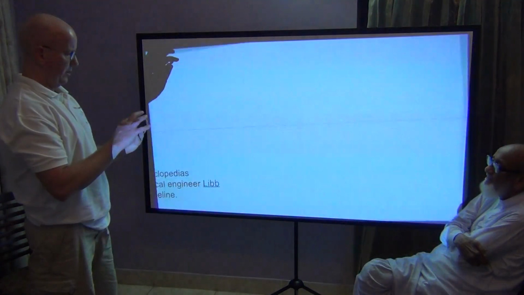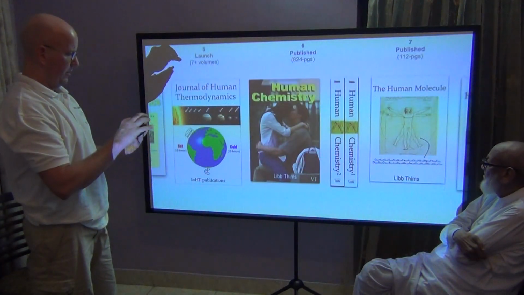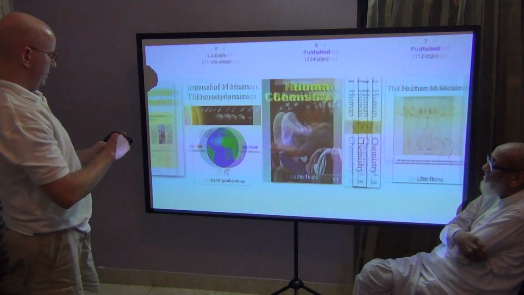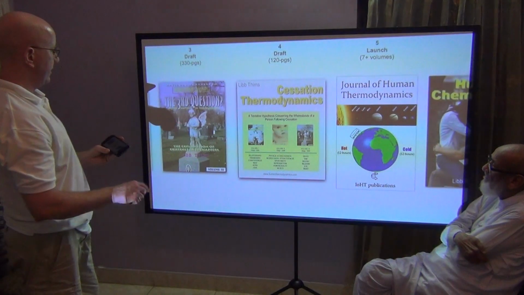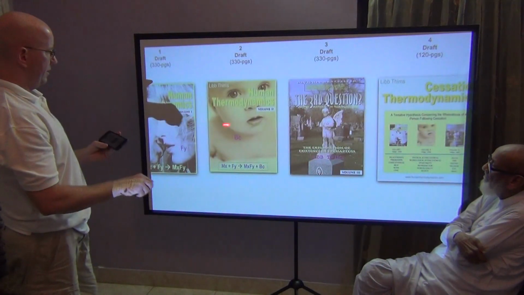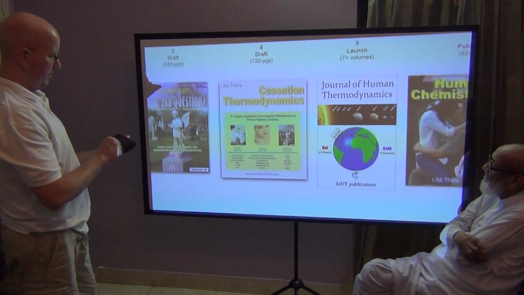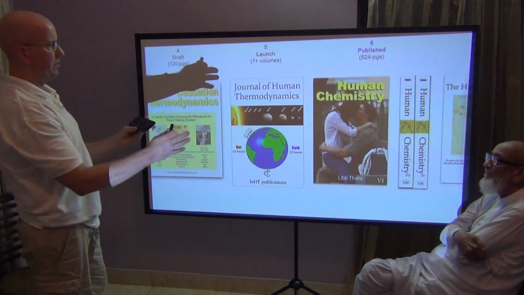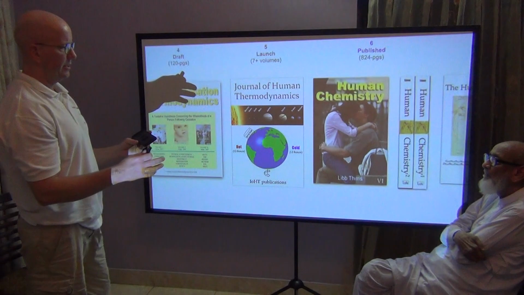Some of these are all draft books here. These were never finished. They made it to the draft stage. They were never published, all these books here. So this one was published. You have a copy of that. So this established the subject of human chemistry as a science.